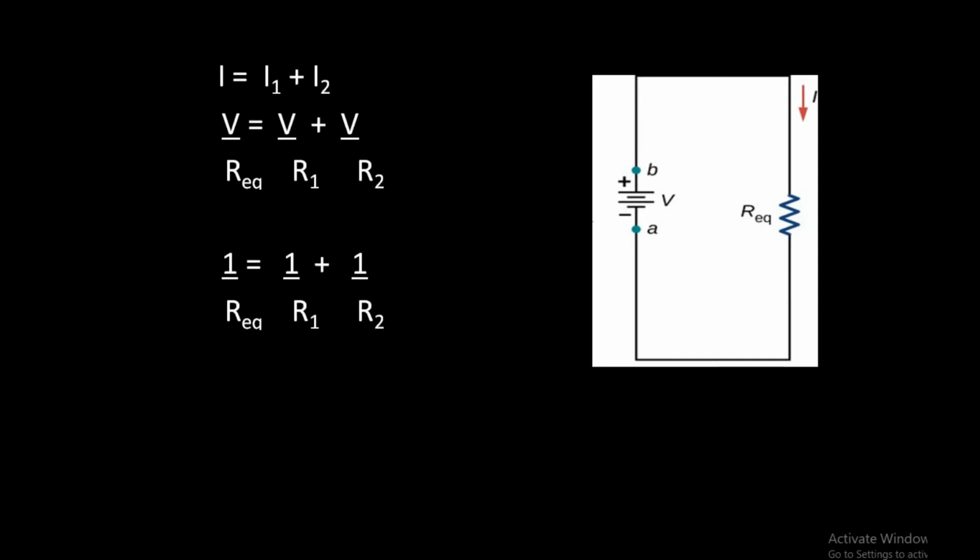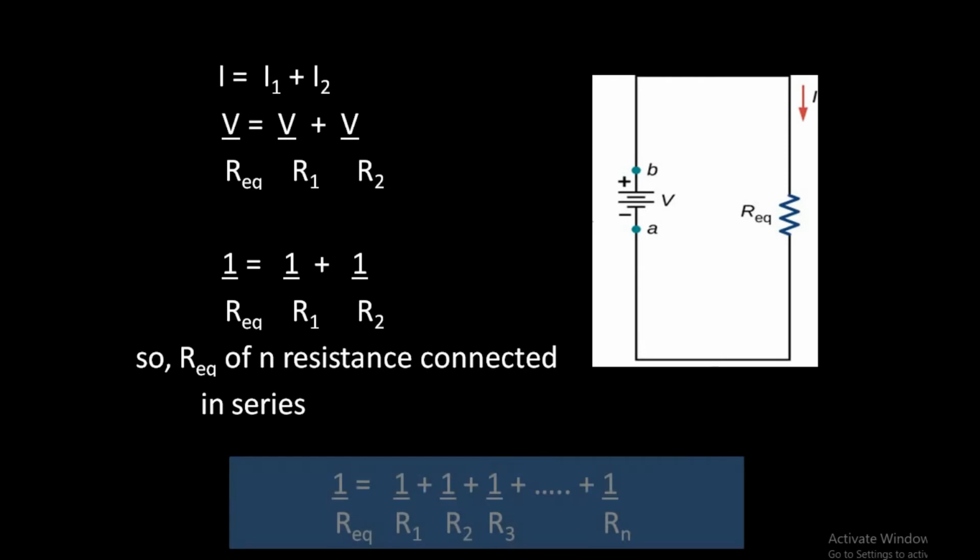Now what happens if there are n resistances in a parallel combination? Then the equivalent resistance becomes 1 upon Req equals 1 upon R1 plus 1 upon R2 plus 1 upon R3 up to 1 upon Rn.